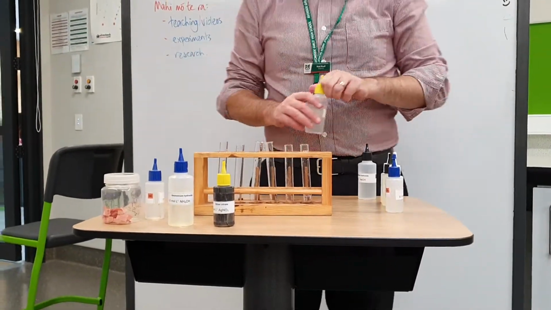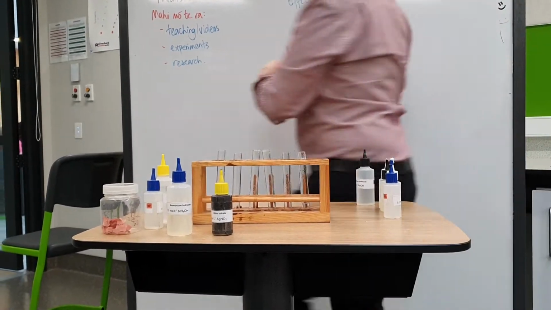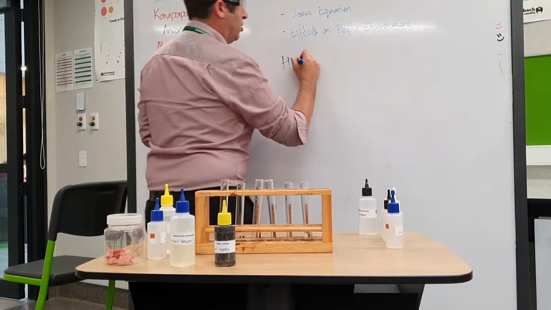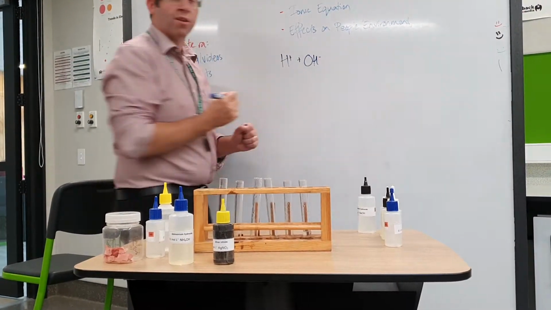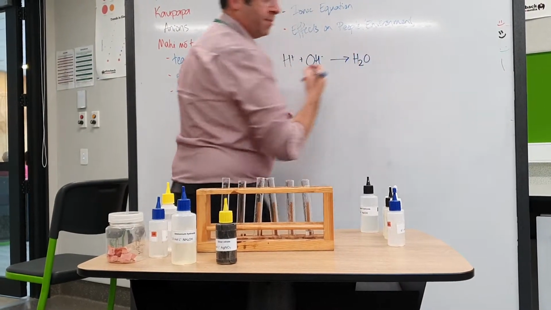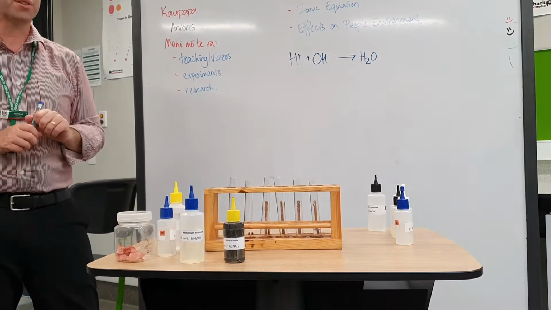So if I was going to do an equation for that, the only equation I need to write for this is H plus, which was from the acid that I added. Now I know that it's hydroxide, I can write hydroxide in, and it neutralizes to water. Okay, and it's the only equation that I would need for hydroxides.